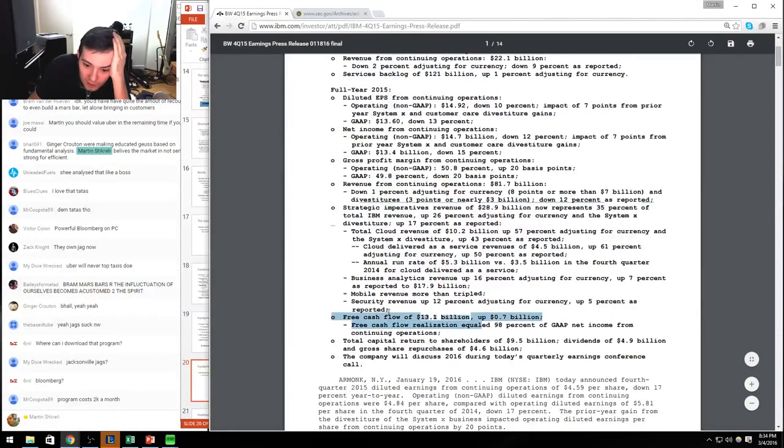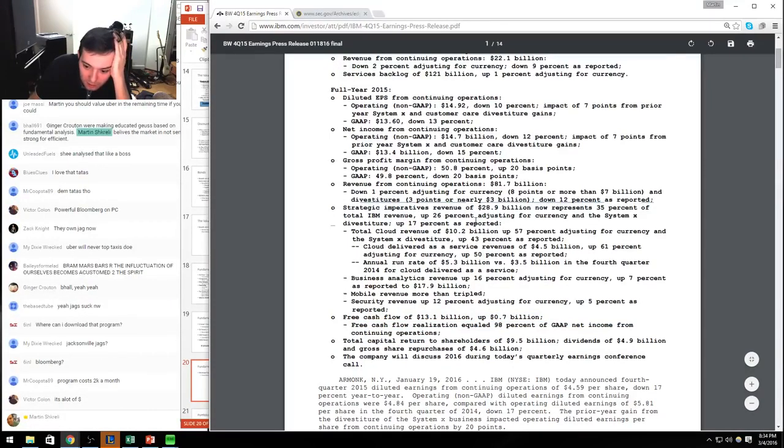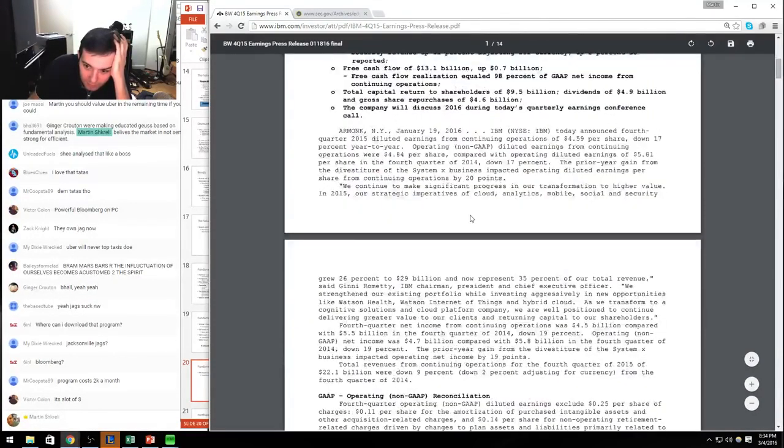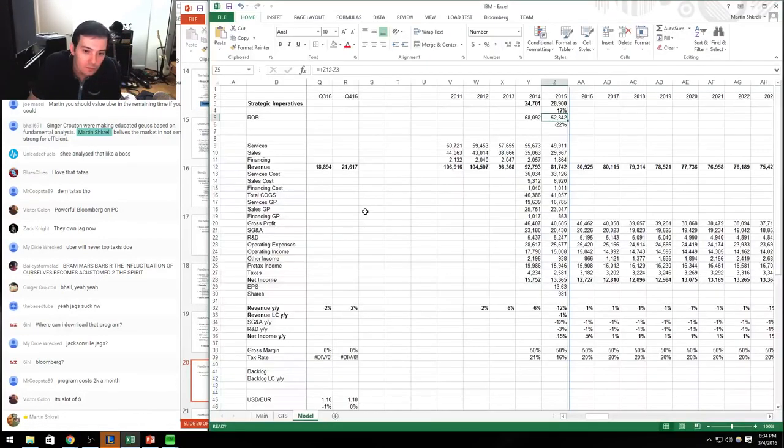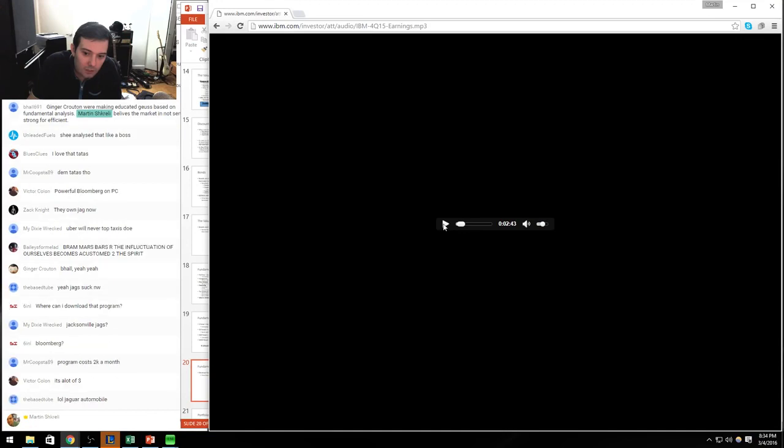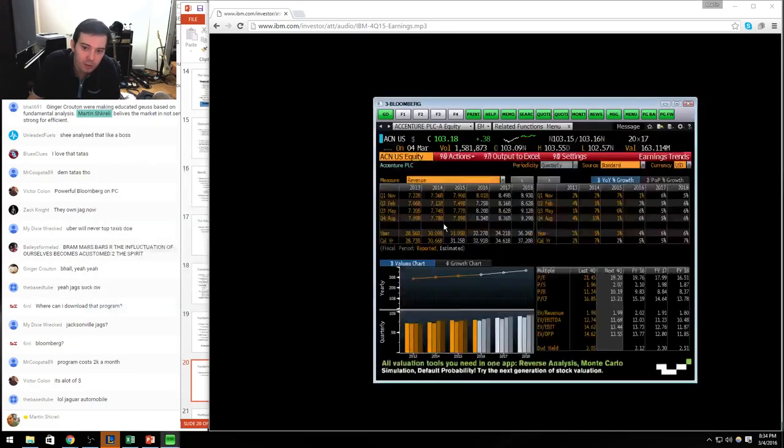And you can see here that free cash flow is about equal to net income, which over time it usually is. All right, let's keep listening. Yeah, Yahoo Finance mimics the Bloomberg, and it's free, so.